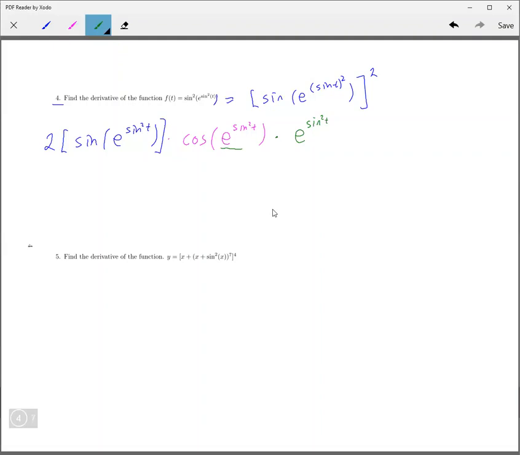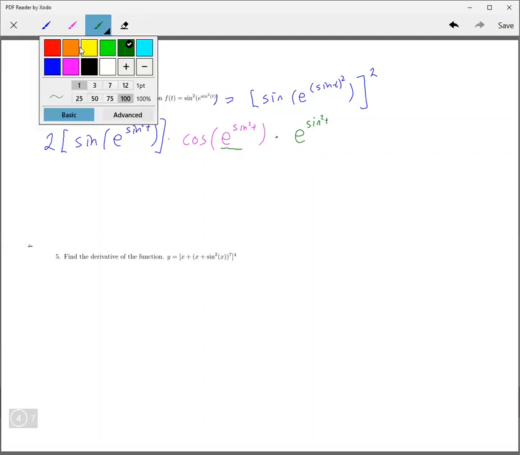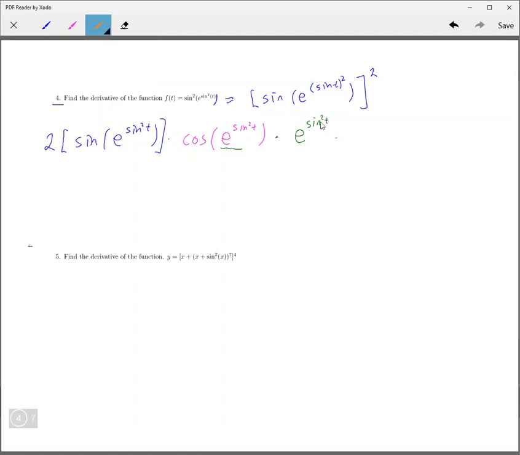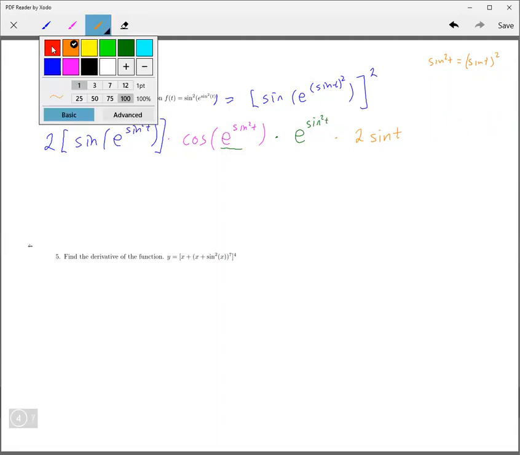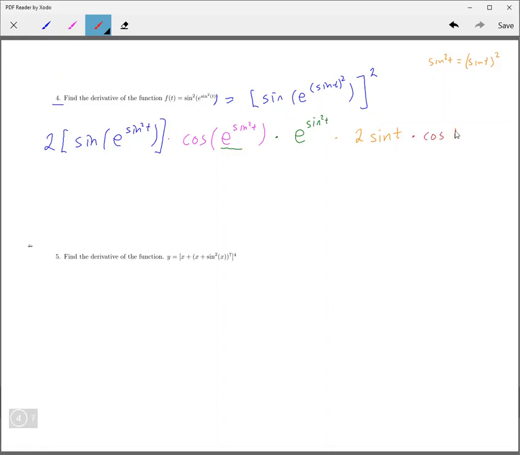And then we multiply by the derivative of this inner function, which is sine squared. But sine squared is this. So the outer function here is this square. So 2 times, so this is u squared, so the derivative is 2u. Okay, and then times the derivative of sine, which is cosine.